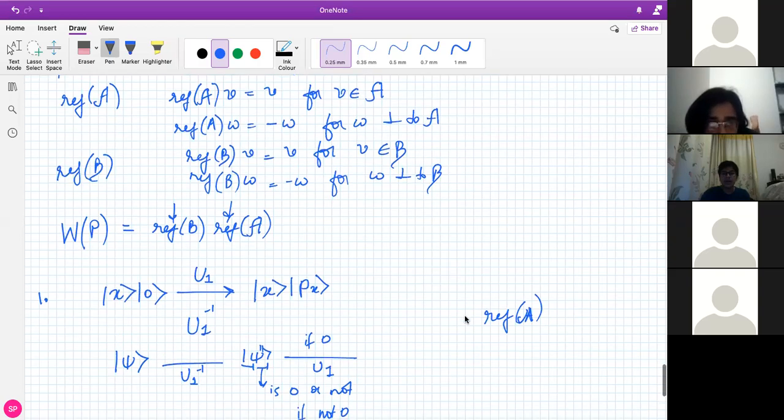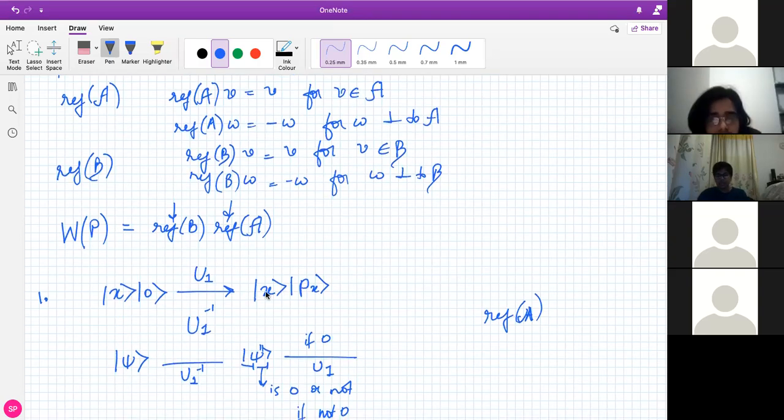But if it was something else, then I would put U inverse, and my second register is going to be some garbage value, which is not 0. So I am putting a -1 phase again. So I am doing this operation in that case.